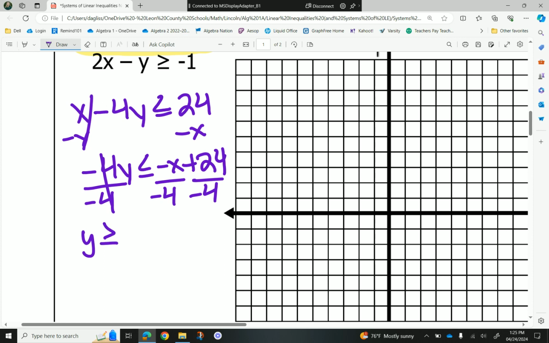Yeah, this will be above. Negative x over negative 4. What do you think? Negative over negative becomes a positive. What number is technically in front of that x? 1. A 1, right? So it's going to be just 1 over 4. But now it's just positive. 24 over negative 4. Negative 6. Negative 6.